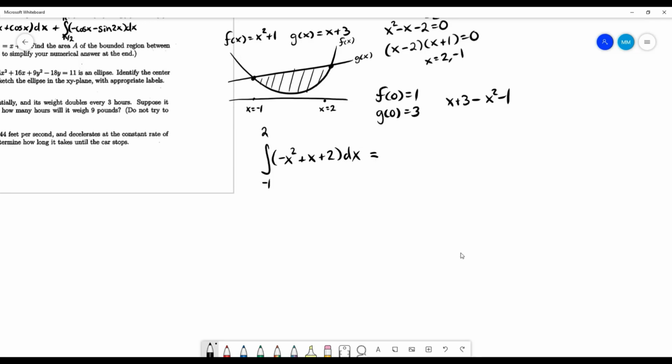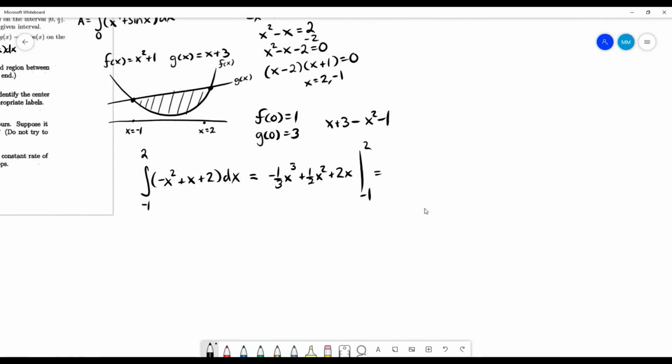Now we actually take the integral, rather. So undo those power rules. And then we've got to plug in those values. So it's going to be, let's see, 2 cubed is 8. So it's -8/3. 2 squared is 4. 4 halves is 2. It's 4.